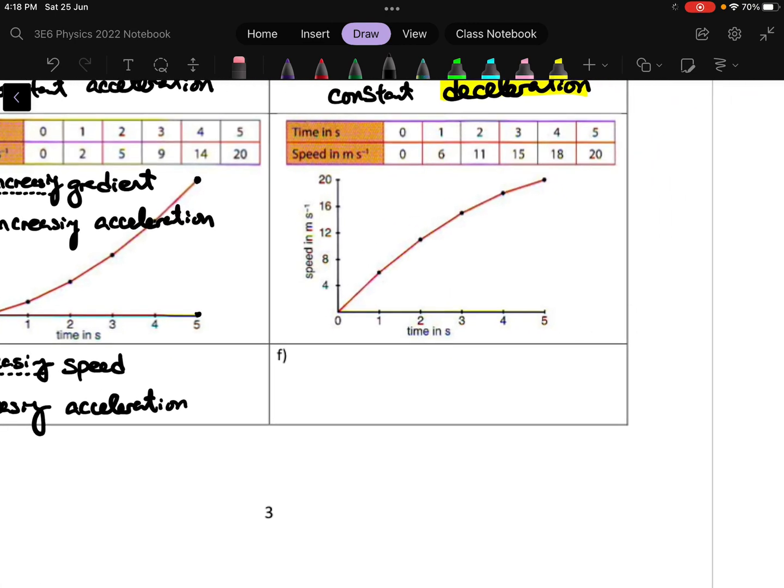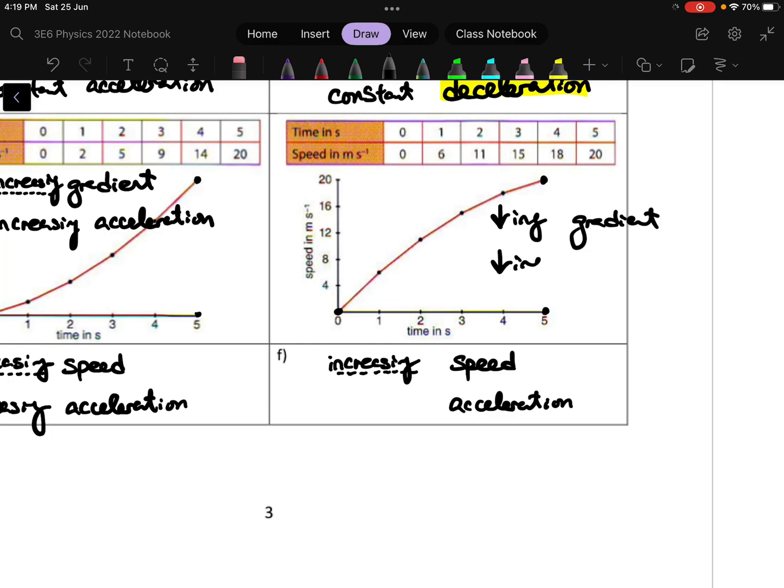Yeah, how about this one? Let's talk about the speed first. Is it increasing, decreasing, 0, or constant? So at time is 0, speed is 0, time is 5, speed becomes 20. So what kind of speed? Increasing, right? It becomes larger. Yeah, and in this case, what kind of acceleration are we talking about? So you look at the gradient, right? And I hope you can see that now the gradient is decreasing. So therefore, the type of acceleration that we are talking about is decreasing acceleration.